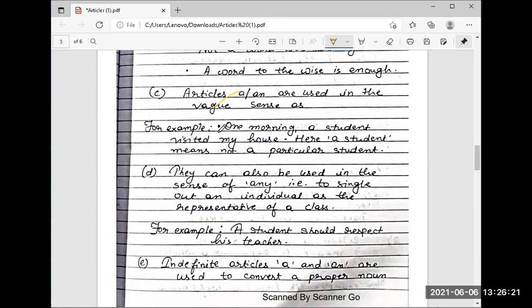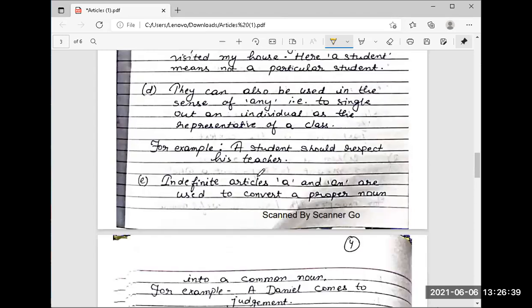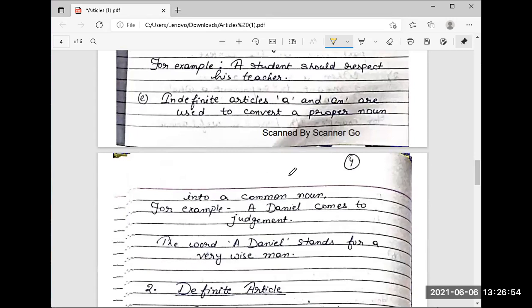One morning, a student visited my house. Here, a student means not a particular student. They can also be used in the sense of any, that is, to single out an individual as a representative of a class. A student should respect his teacher. Indefinite articles a and an are used to convert a proper noun into a common noun. For example, a Daniel comes to judgment. The word a Daniel stands for a very wise man.